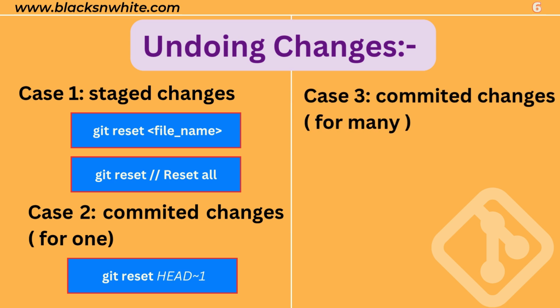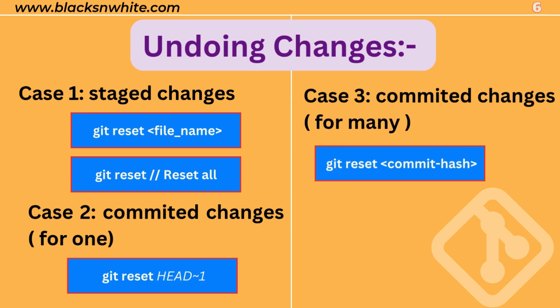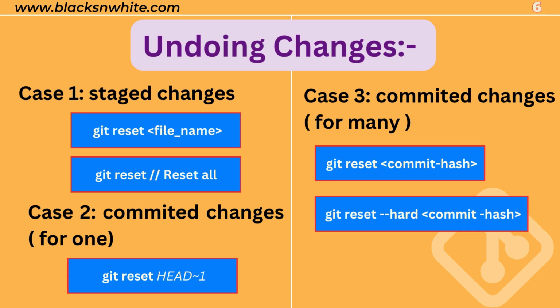Case 3. Committed changes. For many. Git reset <commit #>. This command moves the branch pointer back to a specific commit. Changes from commits after the specified # will become unstaged. Git reset --hard <commit #>. This is a more forceful command. It moves the branch pointer back to a specific commit and discards all changes made after that commit, both staged and unstaged. Use this with caution, as it can lead to data loss.